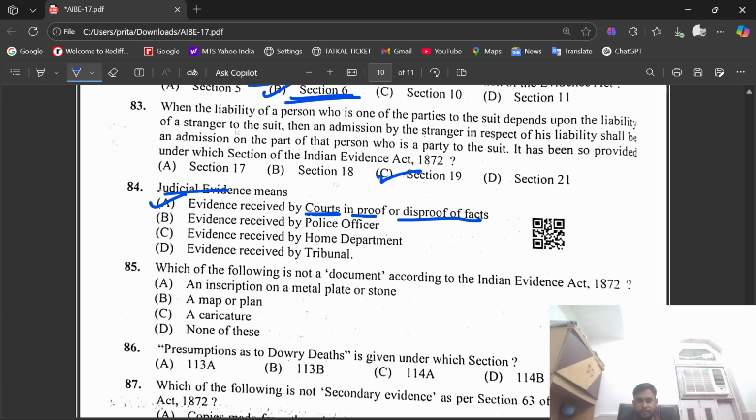Question number 85. Which of the following is not a document according to the Indian Evidence Act 1872? Options that we have: an inscription on a metal plate or stone, this is a document. Option B, a map or a plan, this is also. Option C, a caricature, this is also. Option D, none of these. The right answer is option D, that is none of these. It is asking which of these is not a document. These three are all documents, so option D is the right answer.